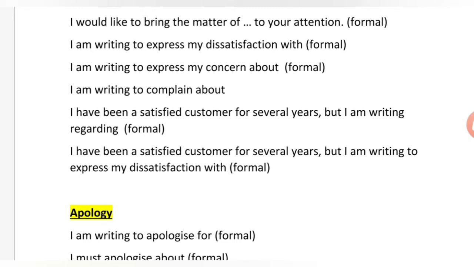Then like you have to complain to a company where you used to buy something, like any product. Then rather than directly saying that you have some issues, you can write a positive line, then you can express your dissatisfaction: I have been a satisfied customer for several years, but I am writing regarding. Otherwise, I have been a satisfied customer for several years, but I am writing to express my dissatisfaction with. So this is a different way. You can start with a positive line, then you can express your concern.